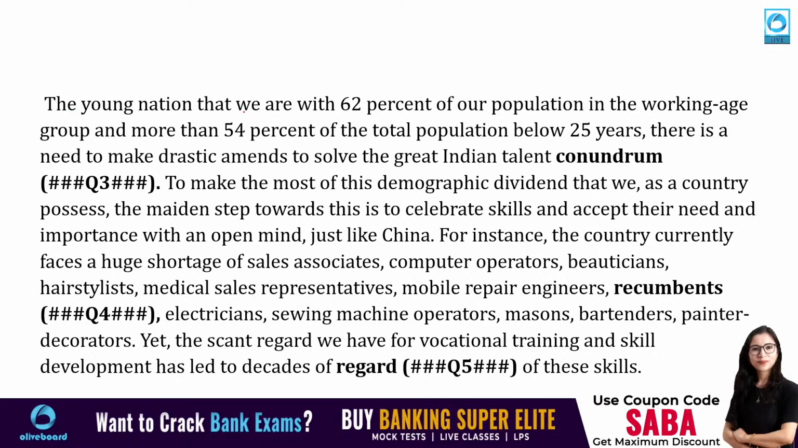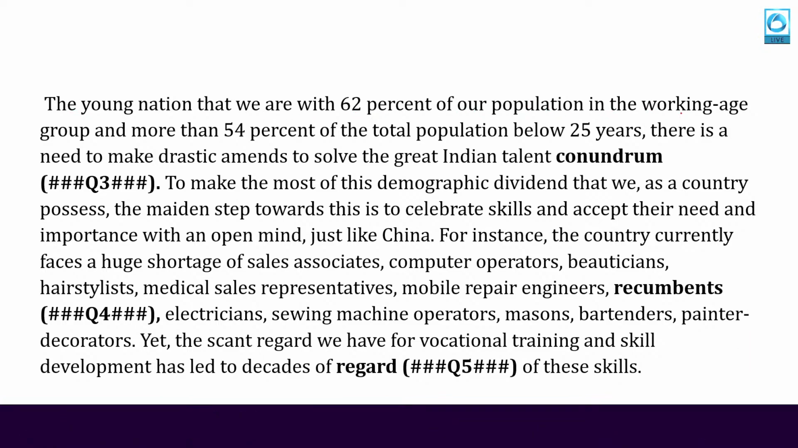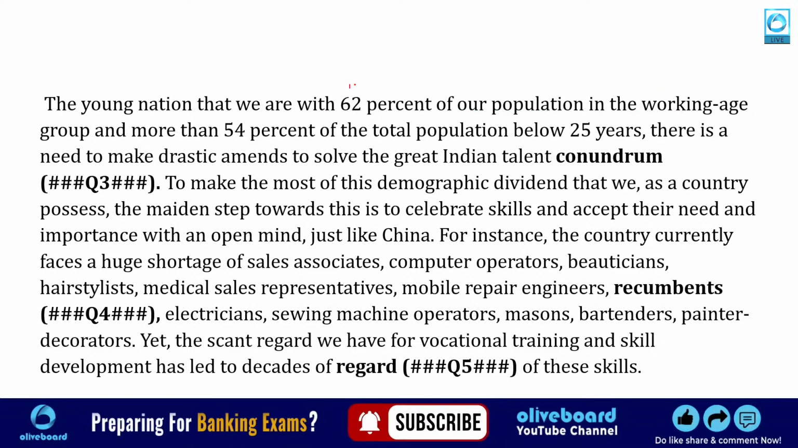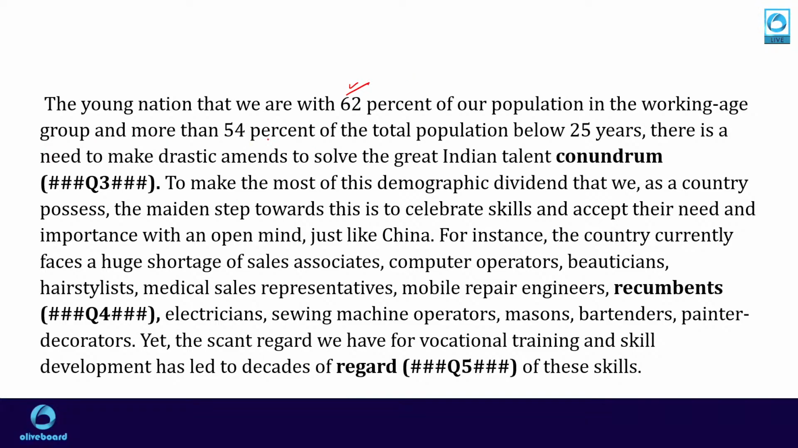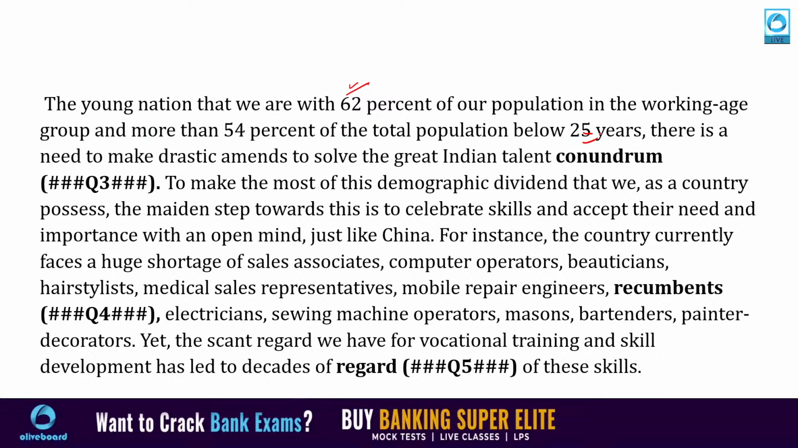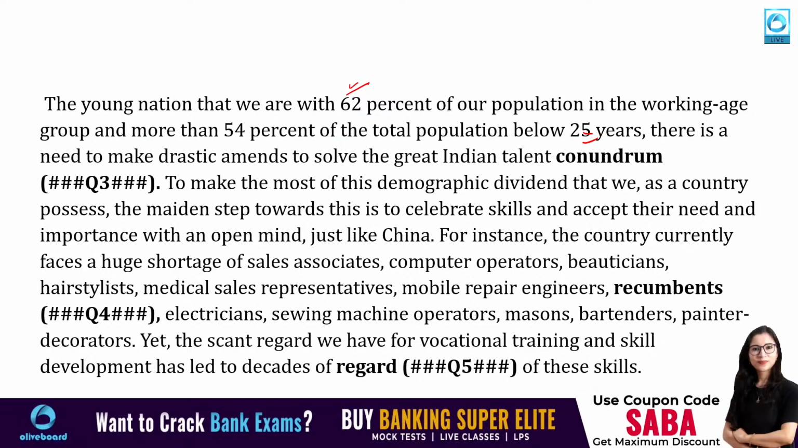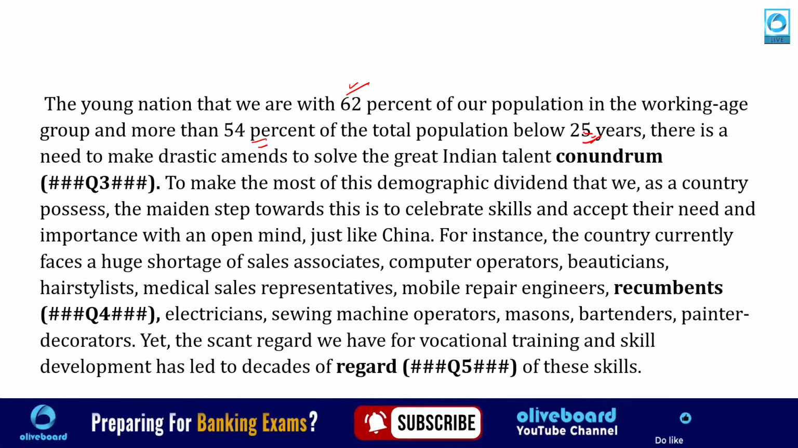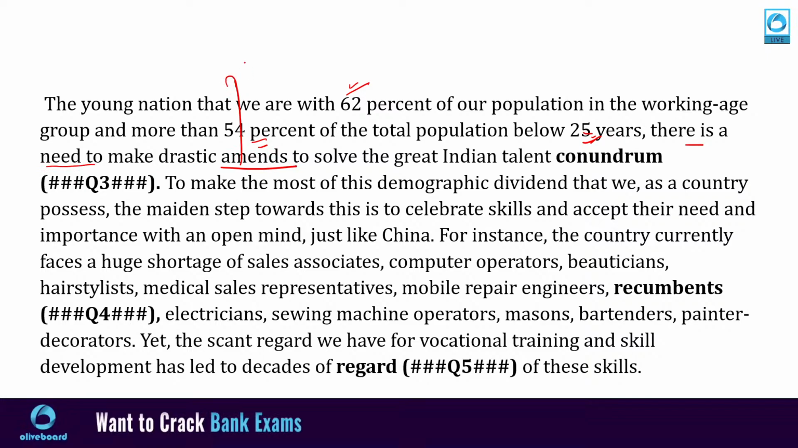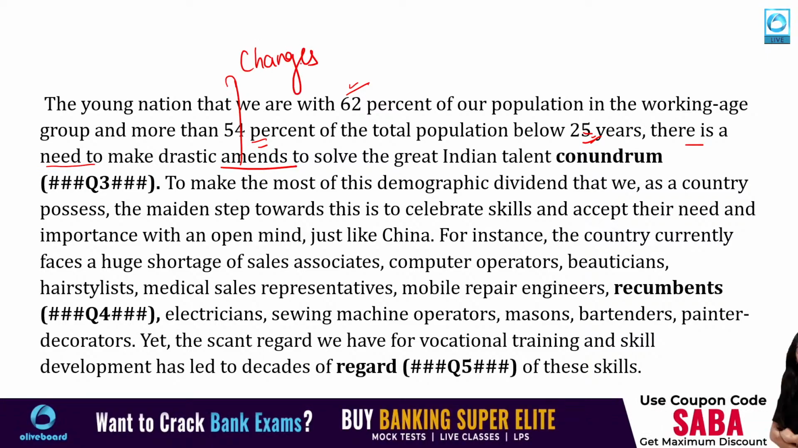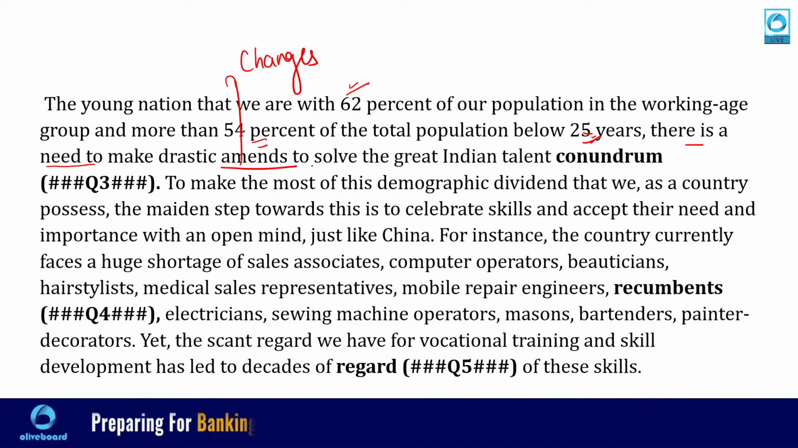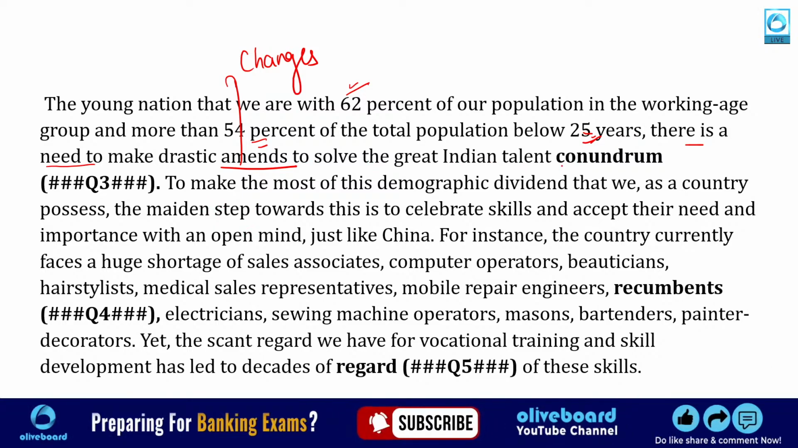Next: the young nation that we are, 62% of our population is in the working age group, and more than 54% of the total population is below 25 years. Out of these, they are the young generation. There is a need to make drastic amendments. Amendments means changes. There is a need to make drastic changes to solve the great Indian talent conundrum.